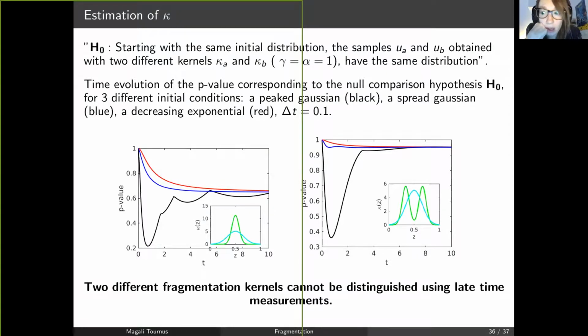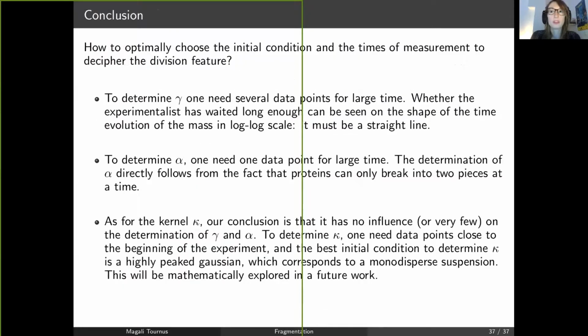The only distribution that can be used is a very peaked Gaussian in black. So if you start with a very peaked Gaussian, and if you have access to very early time point experiments, then you can hope to distinguish one kernel from the other. So I will stop here and conclude that to determine gamma, we need several data points for large time. To determine alpha, we need at least one point for large time.